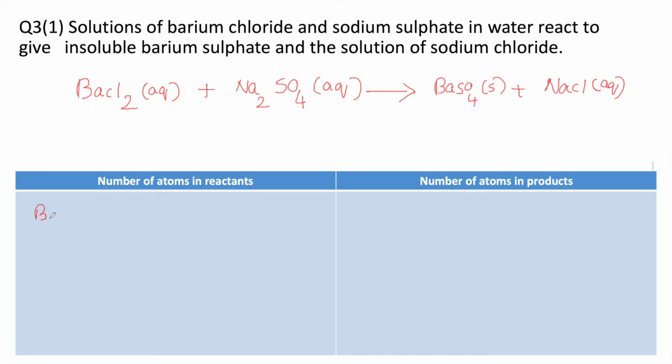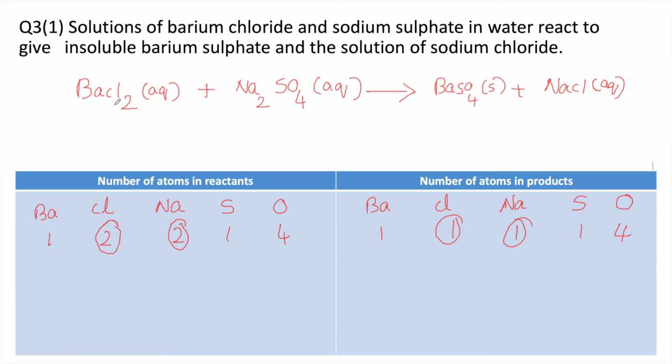Now we can balance. Before that, first we will write the atoms here. Barium, chlorine, sodium, sulfur, oxygen. Barium it's 1, chlorine it's 2, sodium it's 2, sulfur it's 1, oxygen it's 4. Barium it's 1, chlorine it's 1, sodium it's 1, sulfur it's 1, oxygen it's 4. So chlorine and sodium, it's not balanced.